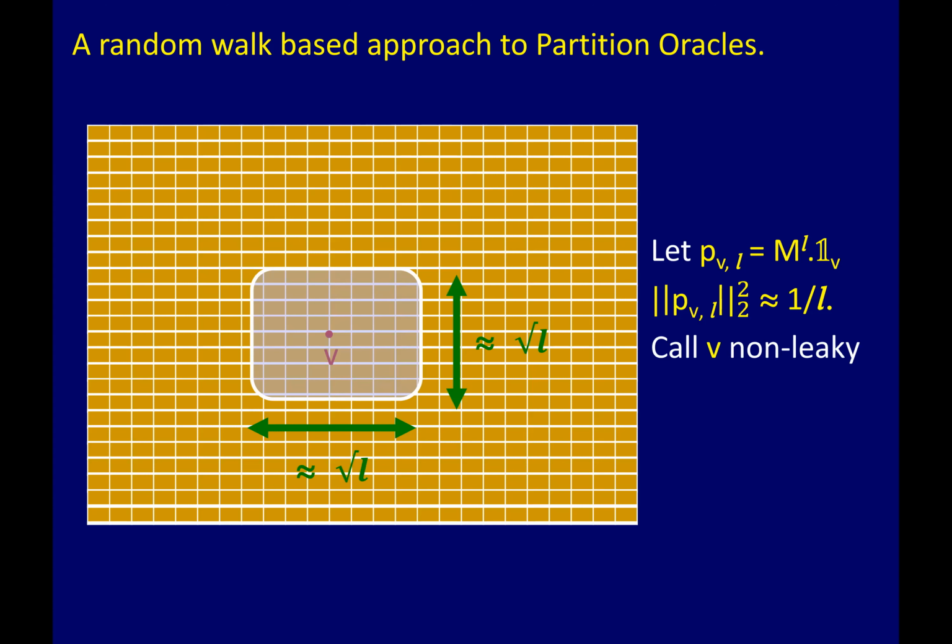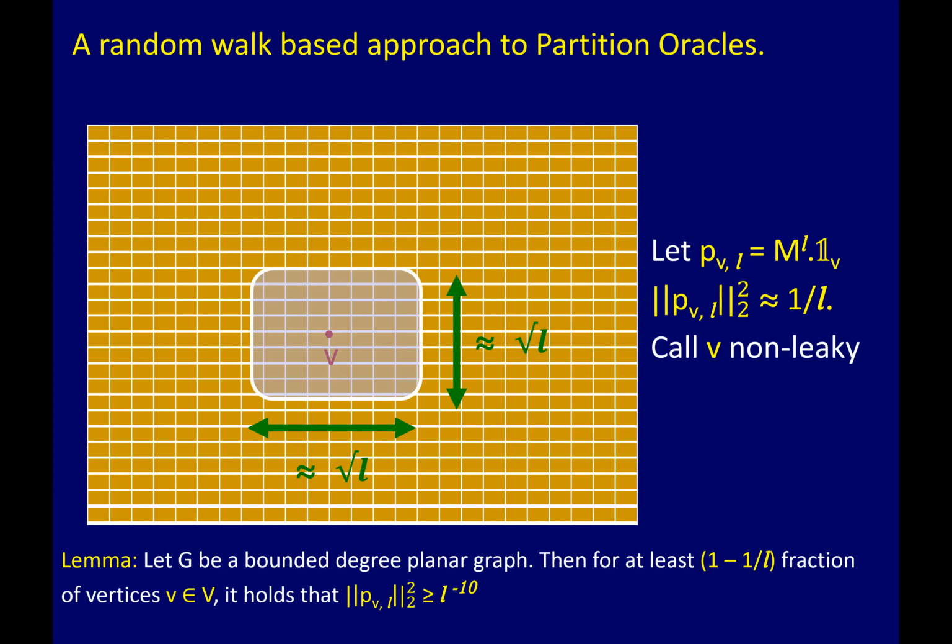This is true not just for the grid graph, by the way. This is true for all bounded degree planar graphs. You should really think of grid therefore as the prototypical planar graph. So in particular, you can show the following lemma: in any bounded degree planar graph, an overwhelming majority of the vertices are non-leaky.